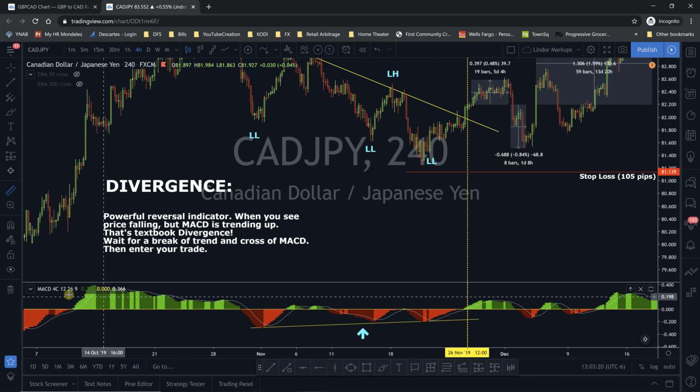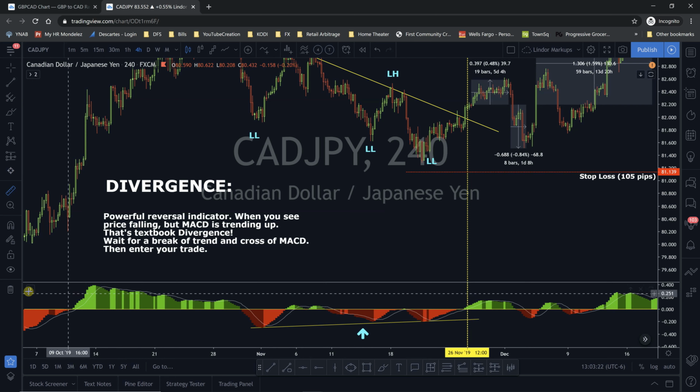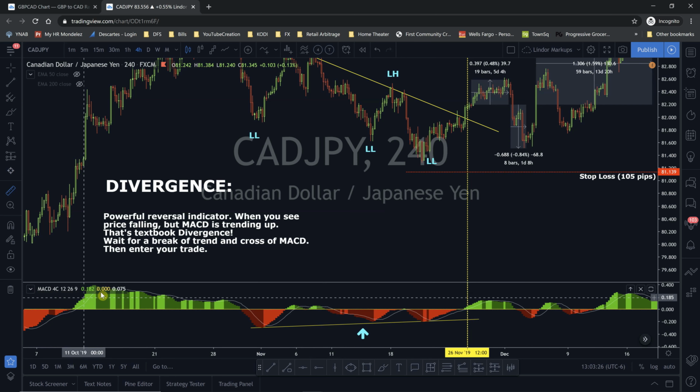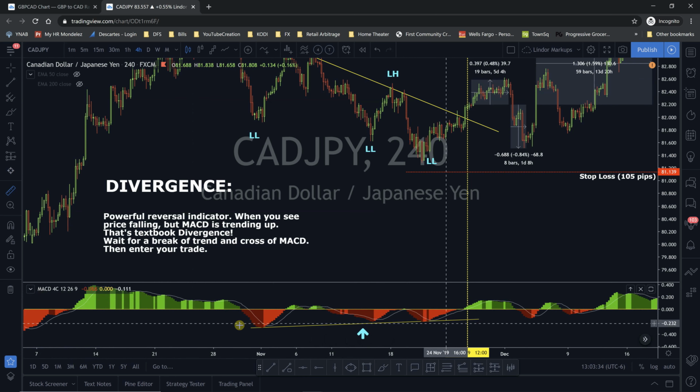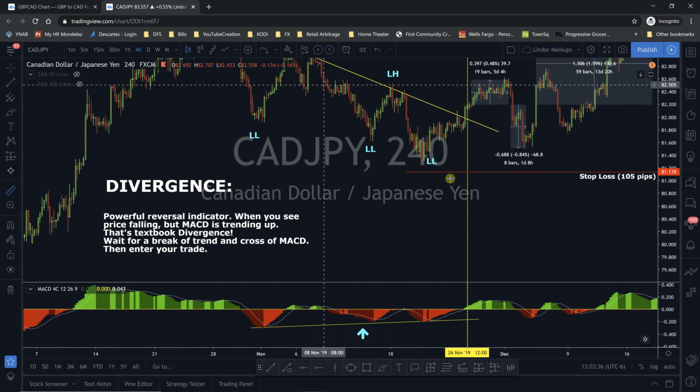but the indicator in this instance is called a MACD, but it's nothing special with the MACD. It's just the regular settings. So once you add the MACD, which I'll show you how to do, it's the regular settings. All right, but this is textbook divergence when you have your indicator, in our case the MACD, trending upwards, but our price is trending downwards.